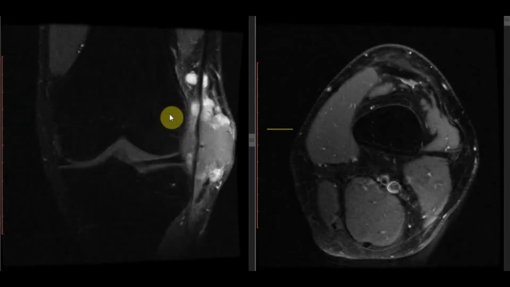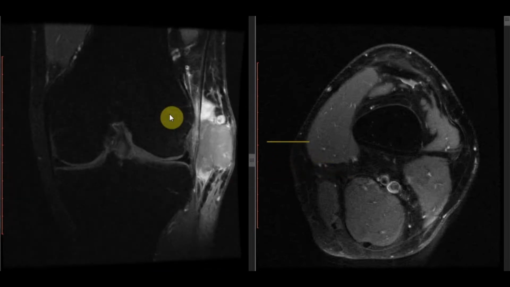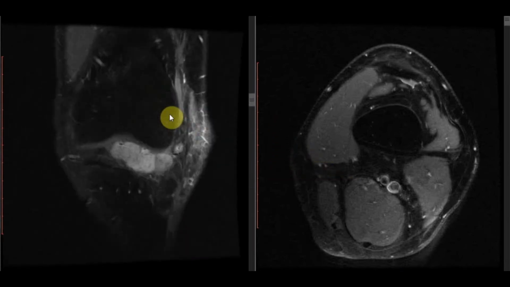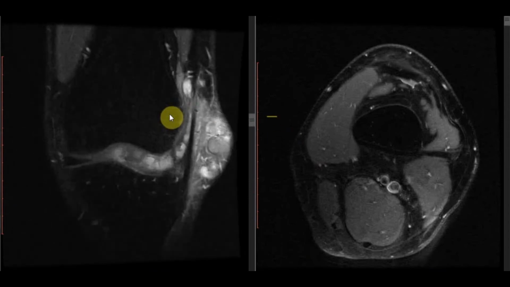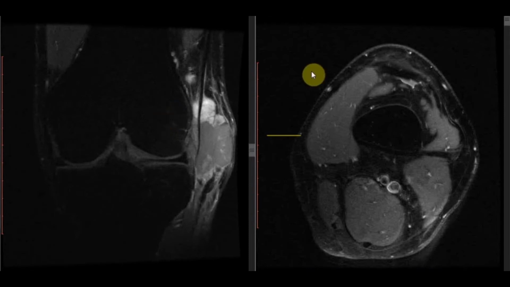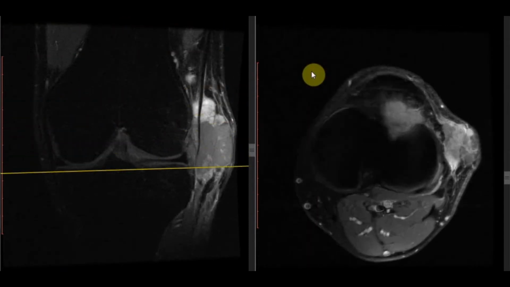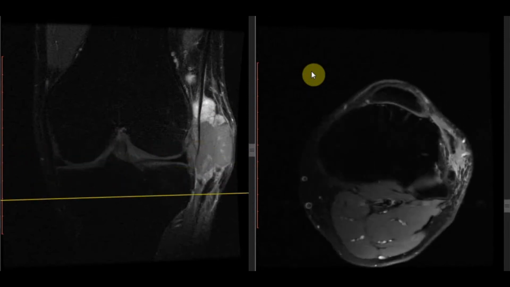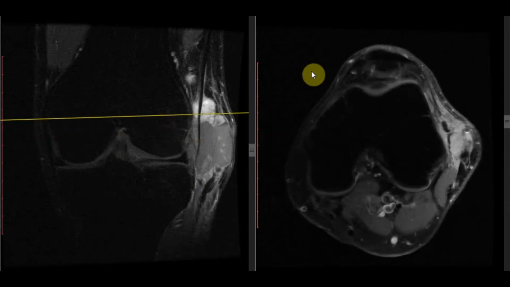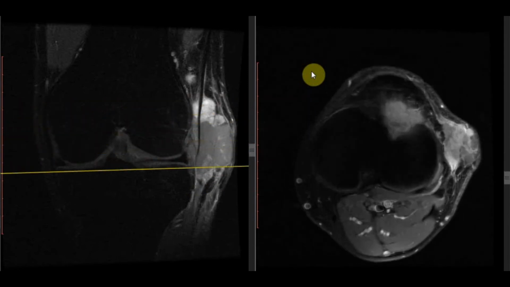So this is the post-contrast sequence, and unlike the ganglion cyst, which was showing peripheral enhancement, this mass is showing diffuse heterogeneous enhancement involving the periphery as well as the central component of the mass. You can see the axial plane. There is diffuse heterogeneous enhancement, not only involving the periphery but also the central component of the lesion, which suggests that this is a solid mass. So the diagnosis in this case was synovial sarcoma.